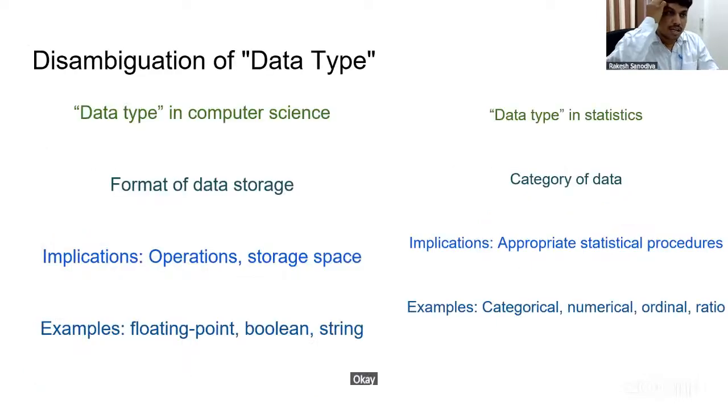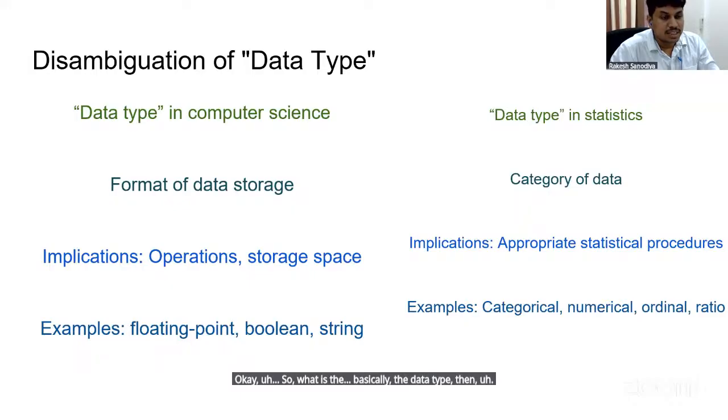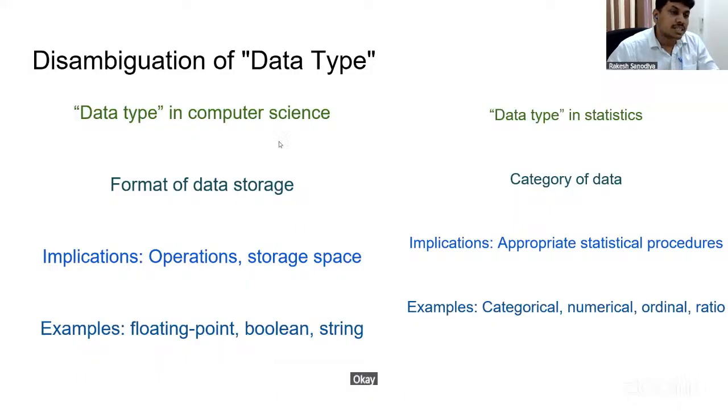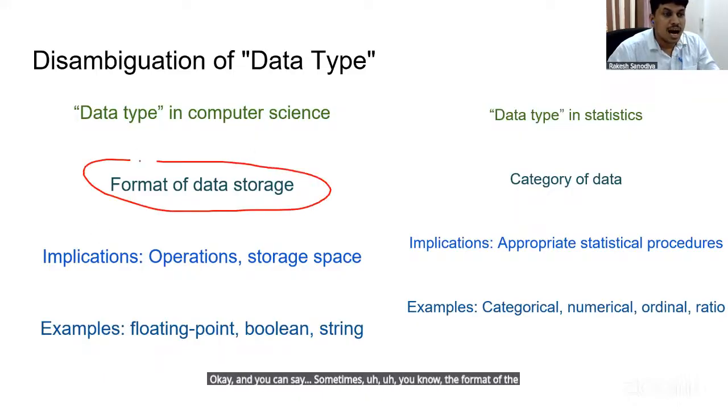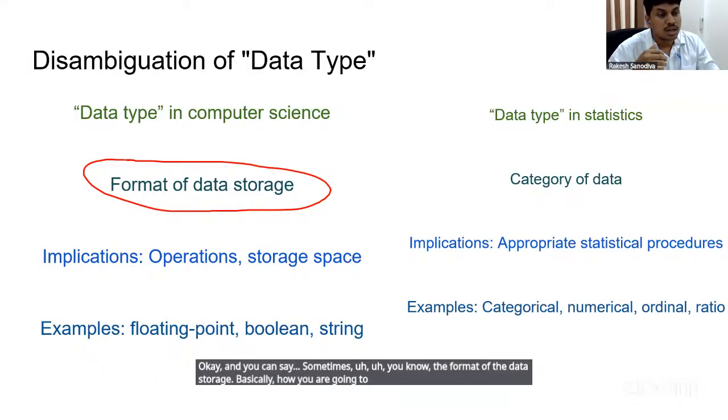So what is basically the data type in computer science? Data types in computer science are basically the way of storing the data. You can say sometimes the format of the data storage, basically how you are going to store your data in the memory.